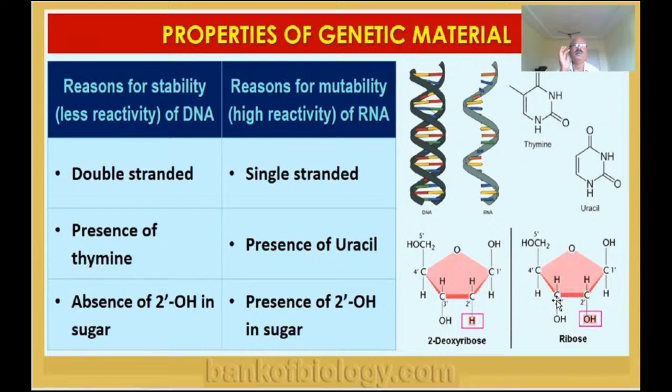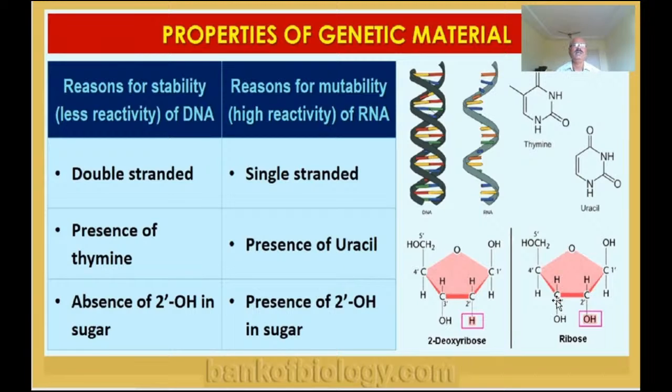Reasons for stability of DNA, reasons for mutability of RNA. DNA and RNA together are called nucleic acids. In most organisms, DNA is the genetic material. RNA is genetic material only in some viruses, especially plant viruses. But RNA is found in almost all organisms. RNA is involved in protein synthesis.